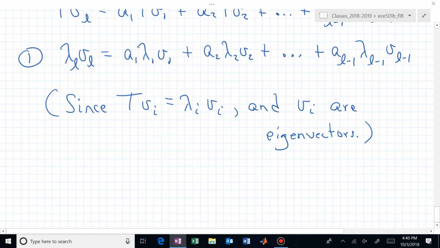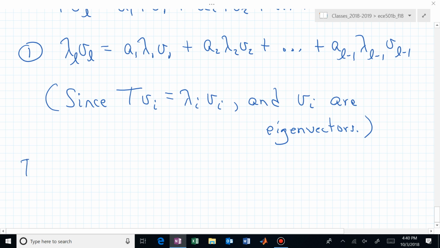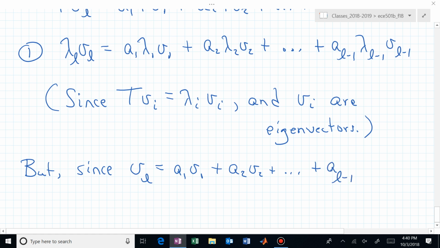All right, now let's recall how we defined v sub L. We defined v sub L to be this linear combination of the previous L minus 1 vectors. v sub L is a1 v1 plus a2 v2 plus a sub L minus 1 v sub L minus 1.